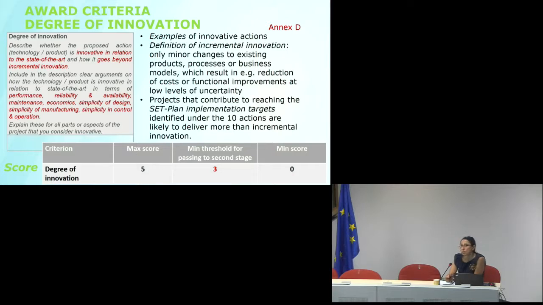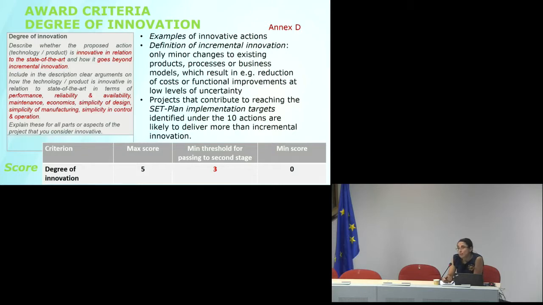I have one slide on the degree of innovation. It is hopefully much more straightforward for applicants to explain their innovation. We encourage you to justify why we have to fund you, why your technology is innovative, what the innovation in your project is in relation to the state of the art. As mentioned already, the Innovation Fund aims to support breakthrough technologies, so there is a minimum threshold here, and any project which is considered to be only incrementally innovative will get a score of less than 3, so it will not pass to the second stage in any case.